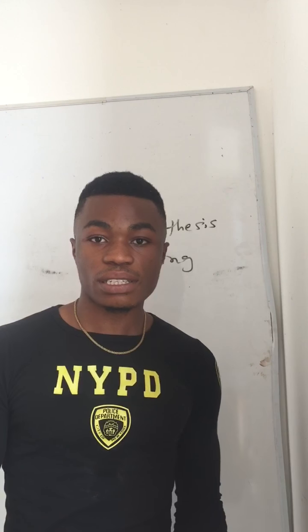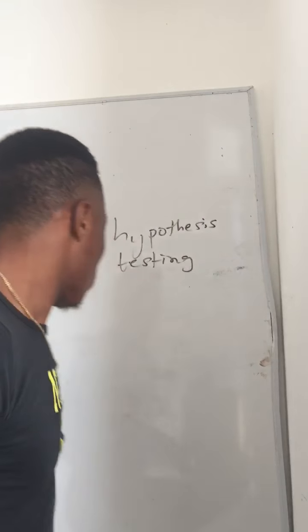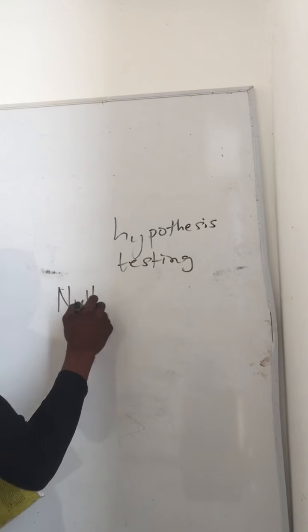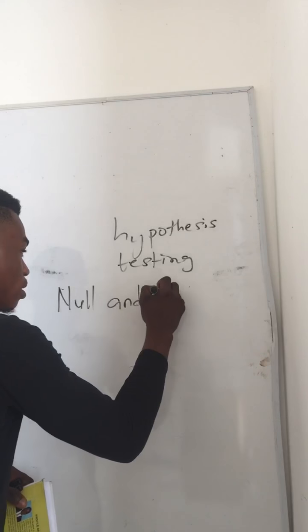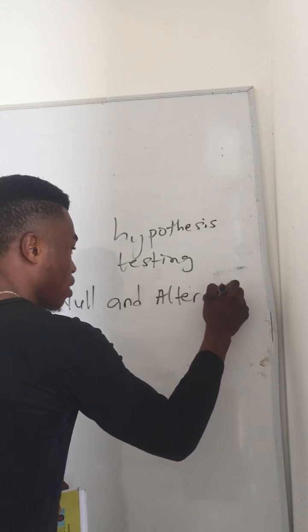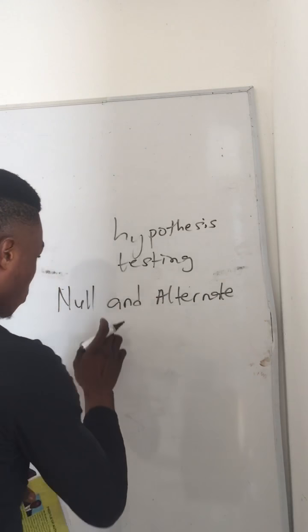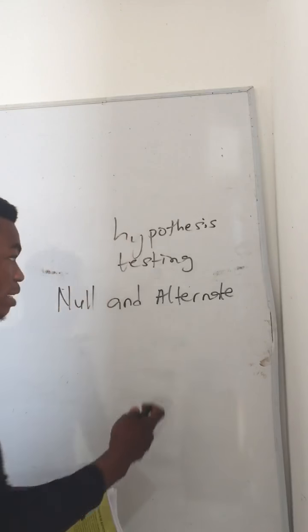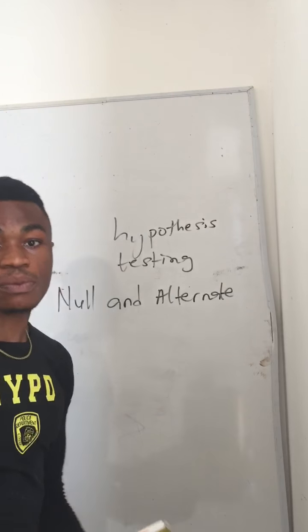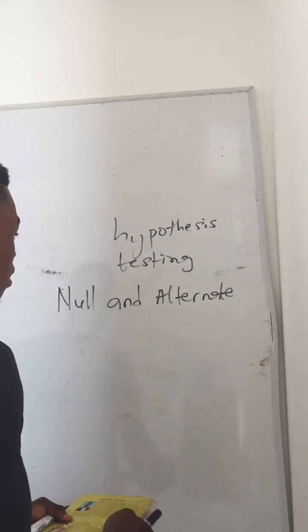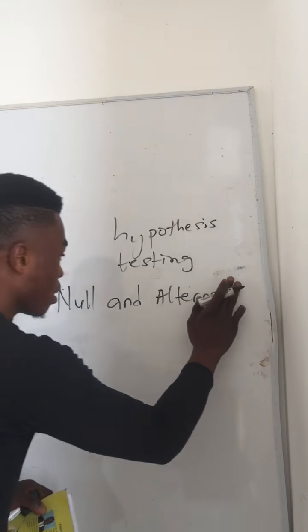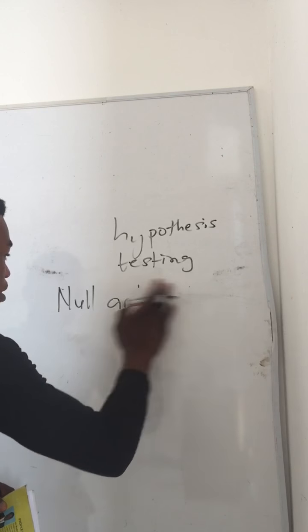And we'll be dealing with two different kinds of hypotheses. We'll be dealing with the null hypothesis and the alternate hypothesis. Remember we said that a hypothesis here is a claim that we are trying to prove. So you have to test the claim, and we'll prove whether to accept it or to reject it. So let's take it one at a time. Let's take the null hypothesis.